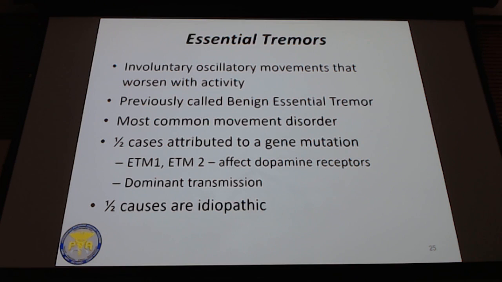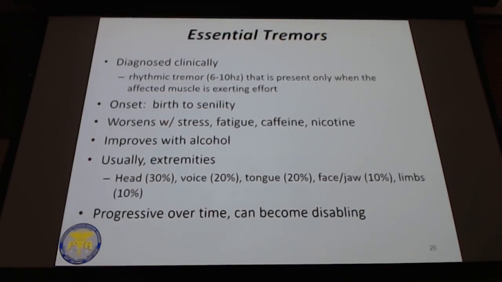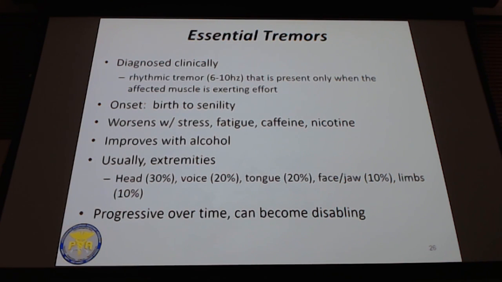Again, essential tremor. This one you may see, so I'll probably ask you a question or two on it. Previously called benign essential tremor. Don't really care that it's called that. It's the most common movement disorder. You can underline that. Half are a gene mutation and half are idiopathic, so sometimes we just can't tell what's going on. Don't memorize the genes. I don't think that's important. It's a rhythmic tremor, 6 to 10 hertz, that's present only when the affected muscle is exerting effort.